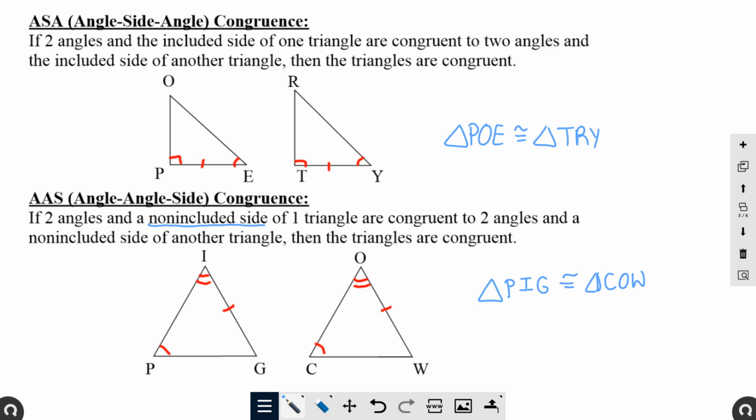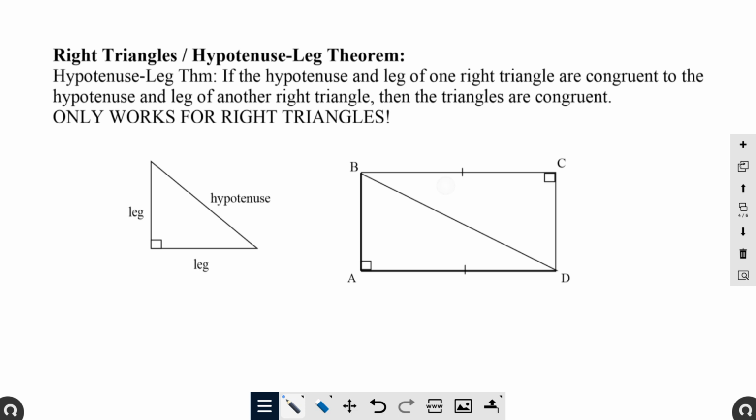Now, the next one is different. It actually doesn't use A's and S's to name it. It uses H's and L's because it deals with a right triangle. And in a right triangle, we have legs and hypotenuse. So our first 4 were side, side, side; side, angle, side; angle, side, angle; and angle, angle, side. And when the board changes, we will have HL. Ta-da! There it is. This is for right triangles, also known as the hypotenuse leg theorem. You will hear me call it HL theorem.